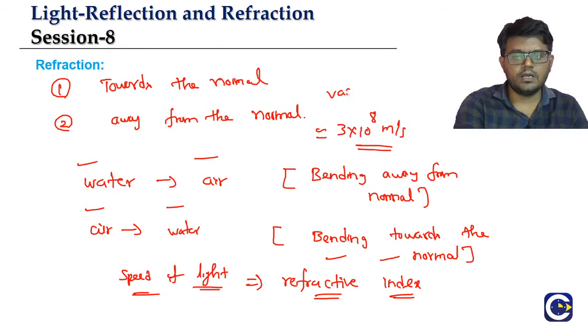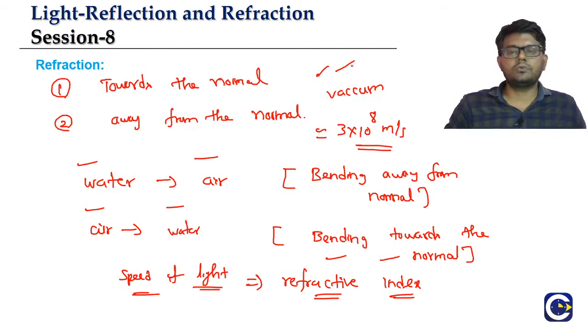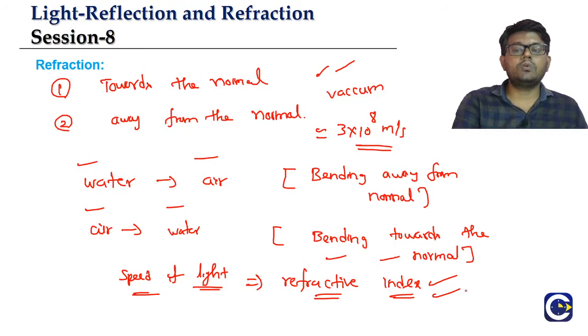I think in one of the previous classes, the introduction class itself, we talked about it. In vacuum, light travels at how much speed? 3 into 10 power 8 meters per second. But when the light enters some other medium, the speed will change. It will not be 3 into 10 power 8 meters per second, it will be something else. How much will be the value? We will relate it to the refractive index, as a property of the material or a property of the medium.